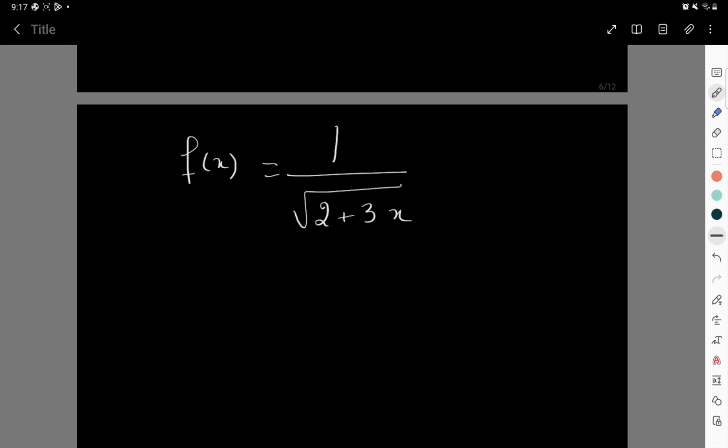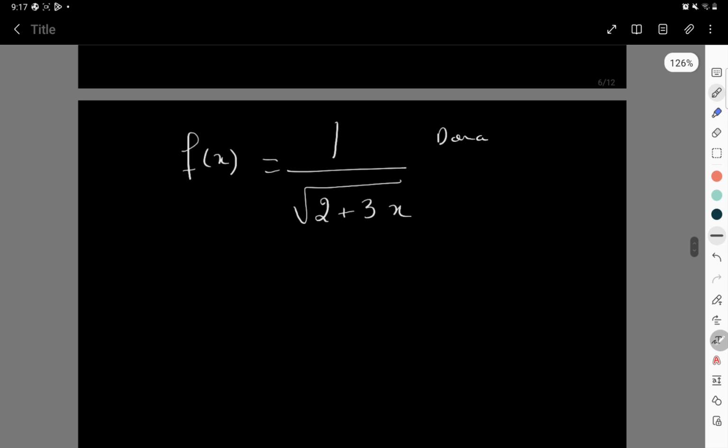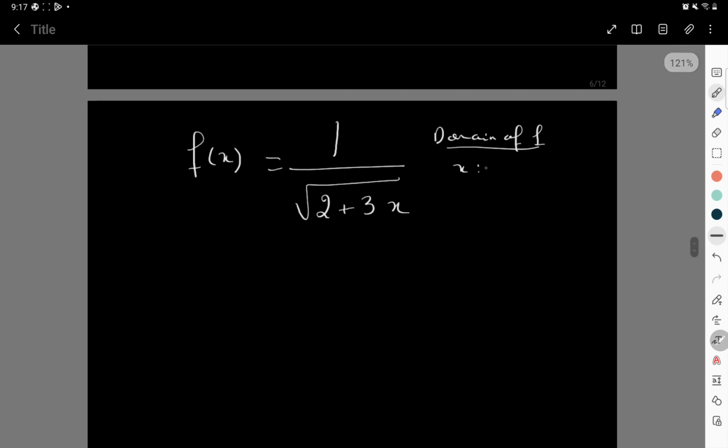f of x is 1 over square root of 2 plus 3x. Now the domain of f here, what is that? It's just the x such that I need the number inside the square root to be non-negative, and I need it to be non-zero. So really, I'm looking for 2 plus 3x to be strictly positive. So really, x is bigger than minus 2 over 3. This is the domain of f. Awesome. Now let us find the derivative.